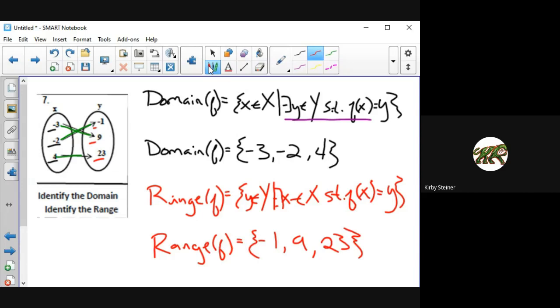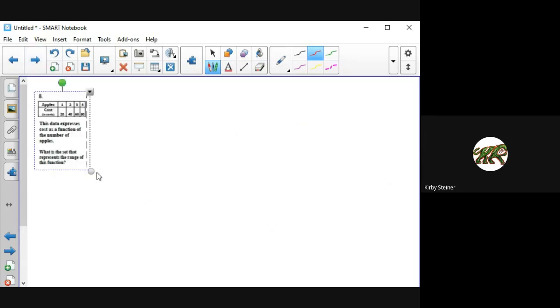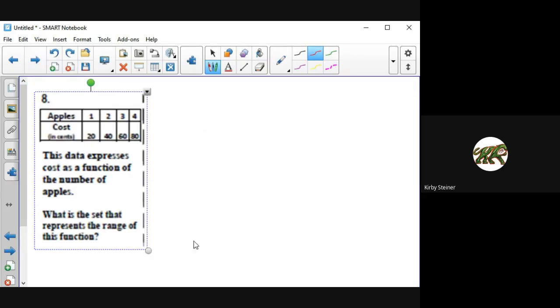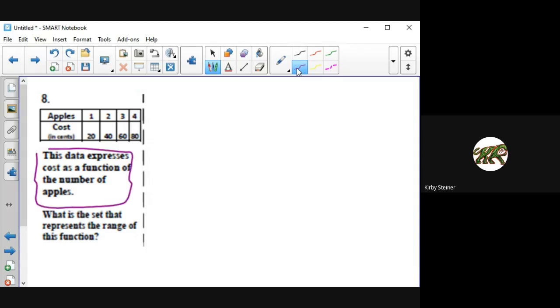So now we can start to see how we apply this formal definition to get specific answers once we've been given an actual function. Once we're given an actual function, we can start to find the numbers that satisfy the definition. Let's look at this one here. This data expresses cost as a function of the number of apples.